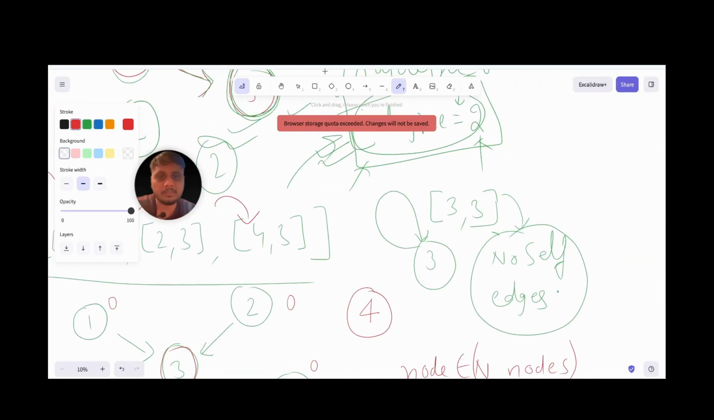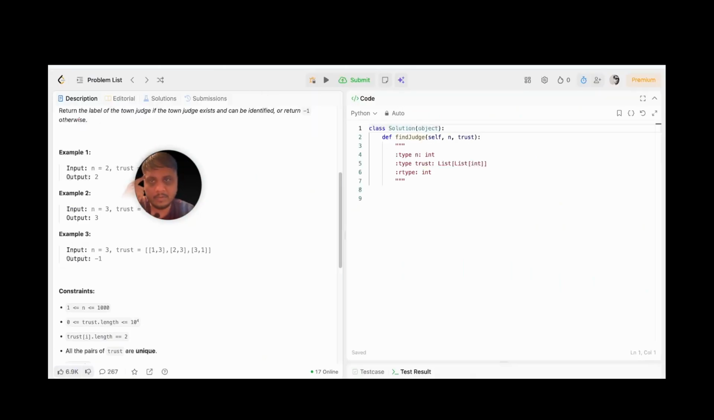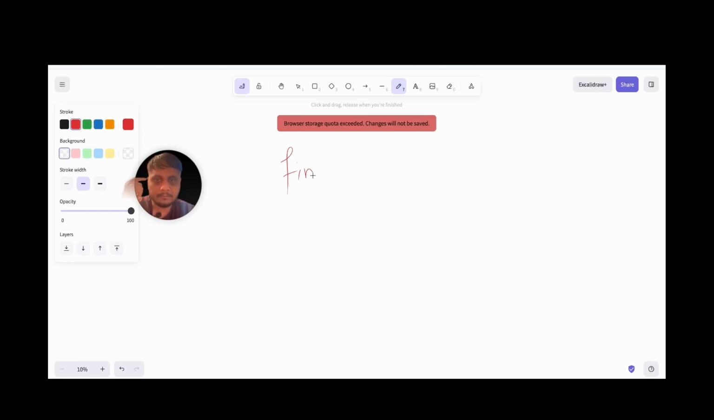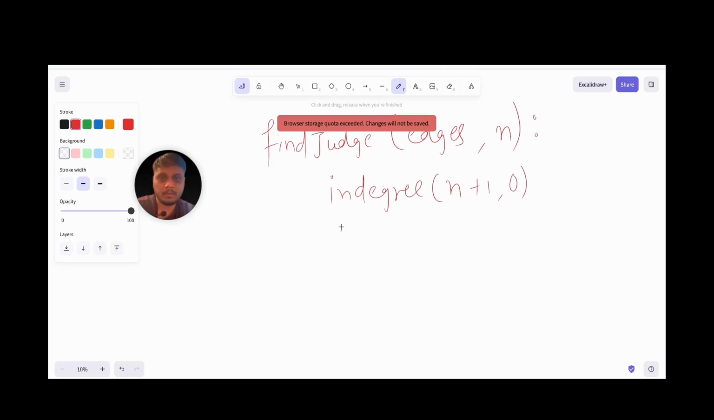So all you have to do is to just prepare an indegree array. So let's take a function. Let's complete this function, find judge. So we have edges, and then we have n. So let's create an indegree array of size n plus 1, initialize it with 0, and then iterate for i comma j in edges.